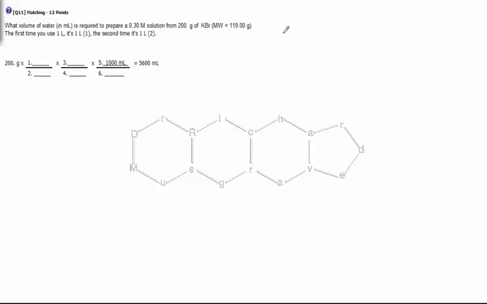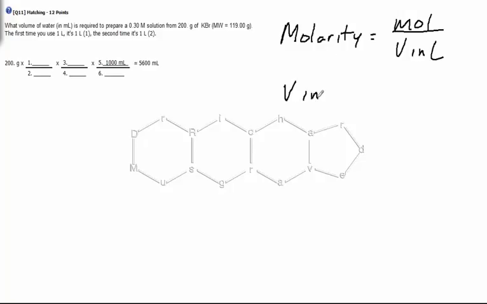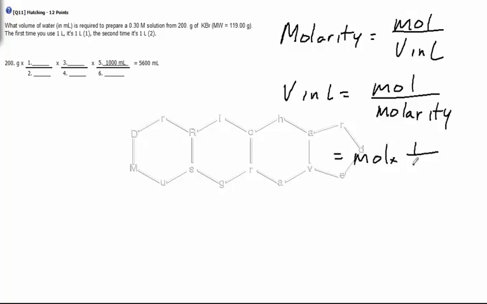Alright, all these problems are based on this equation, that is that molarity equals moles divided by volume in litres. Now in this case we need volume, so what we know is that volume in litres could be gained by taking the moles and dividing by the molarity. Another way of writing that is to say moles times 1 over molarity. Alright, so that's going to be the basis of how we're going to handle this problem.